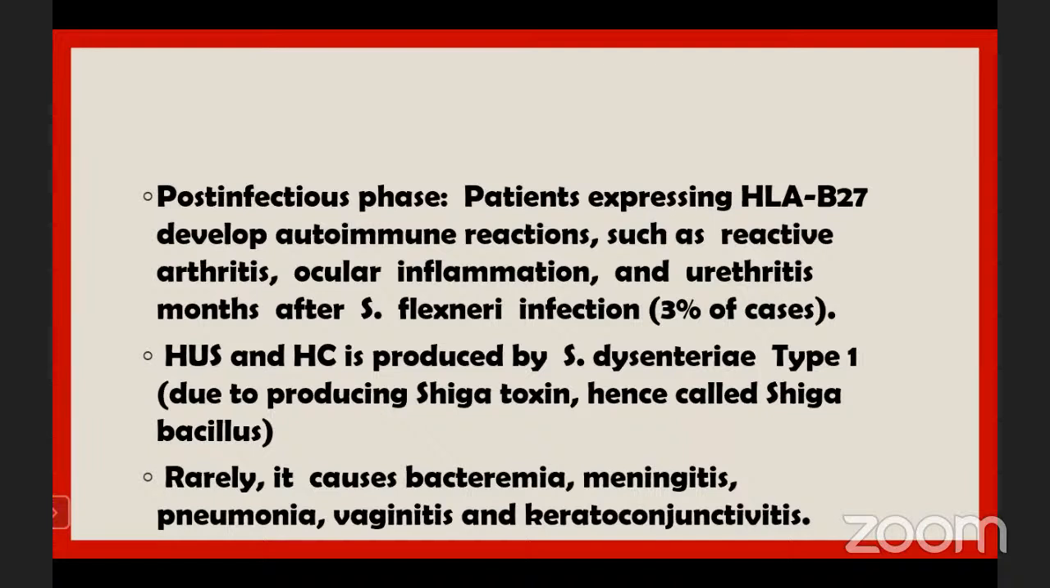Next one is the post-infectious phase. Patients expressing HLA-B27 will develop an autoimmune reaction in which the patients will suffer from reactive arthritis, ocular inflammation, and urethritis a month after Shigella flexneri infection, which is seen in 3% of cases. Hemolytic uremic syndrome and hemorrhagic colitis are produced by Shigella dysenteriae type 1, due to producing Shiga toxin.